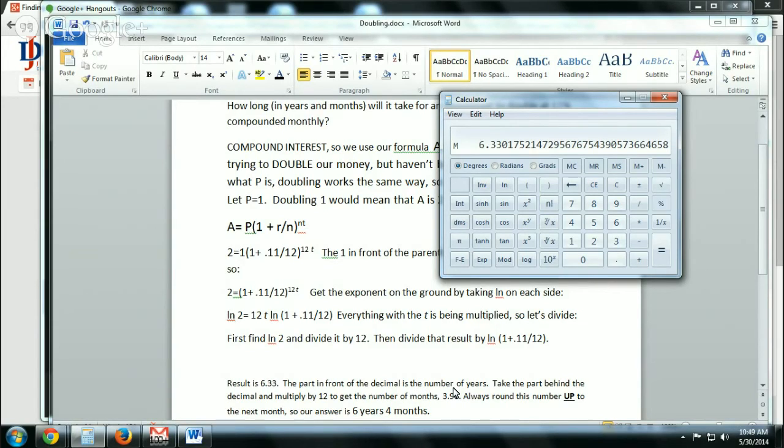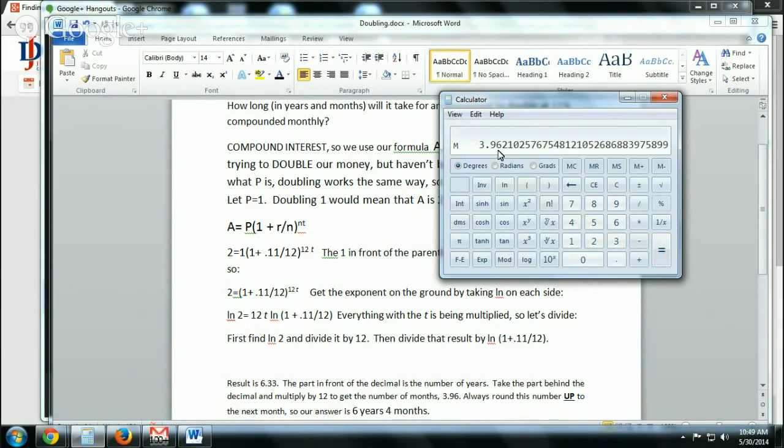But I've got to figure out how to do the number of months at this point. To do the number of months, take the part that is behind the decimal. You can just subtract off the number in front of the decimal and it'll give you all of the information that was behind the decimal. We were talking about a number of months. So let's take this number and let's multiply by the number of months that's in a year and press equals.